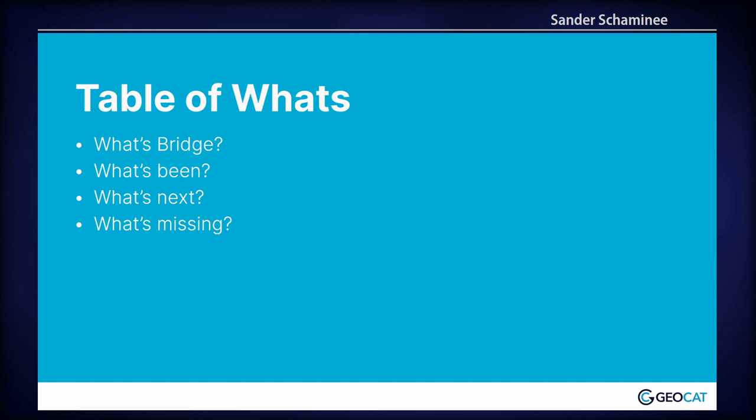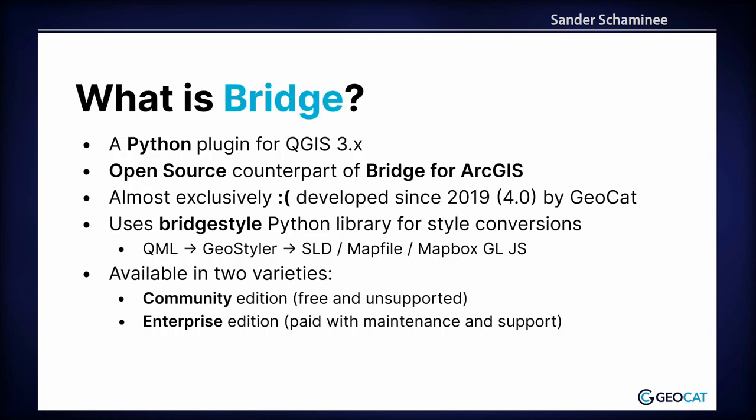This is the table of contents. First I'm going to speak a bit about what Bridge is, because I'm not aware if everyone is familiar with what Bridge is and what it does. Then I'm going to talk about what has been done during the past year, from the last FOSS4G to now, and what we are currently developing, so what's next. I would also like to pick your brains a bit, at least if there are any users in the room, about what you think is missing in Bridge at the moment. So let's start with what Bridge is.